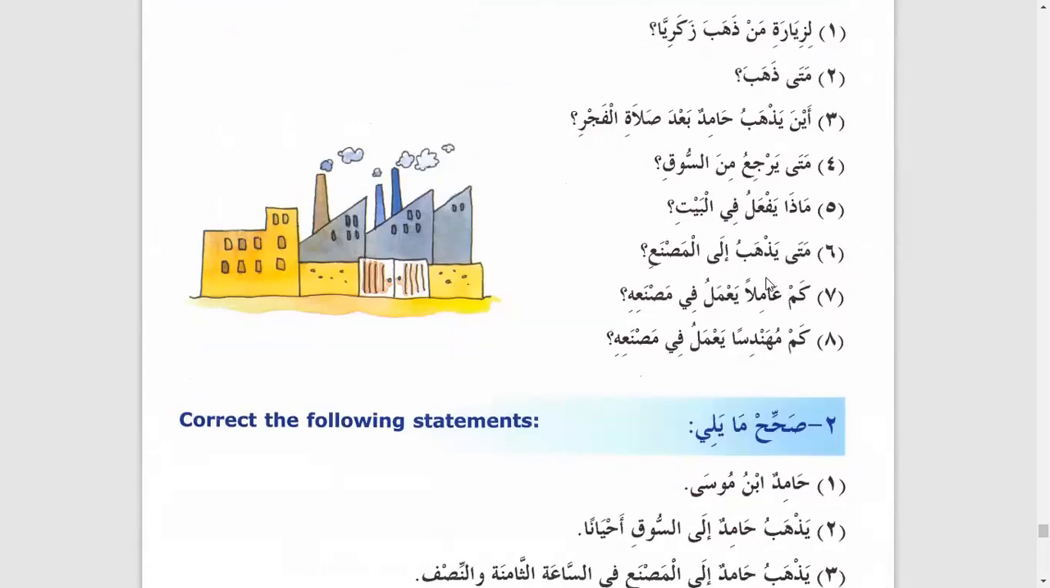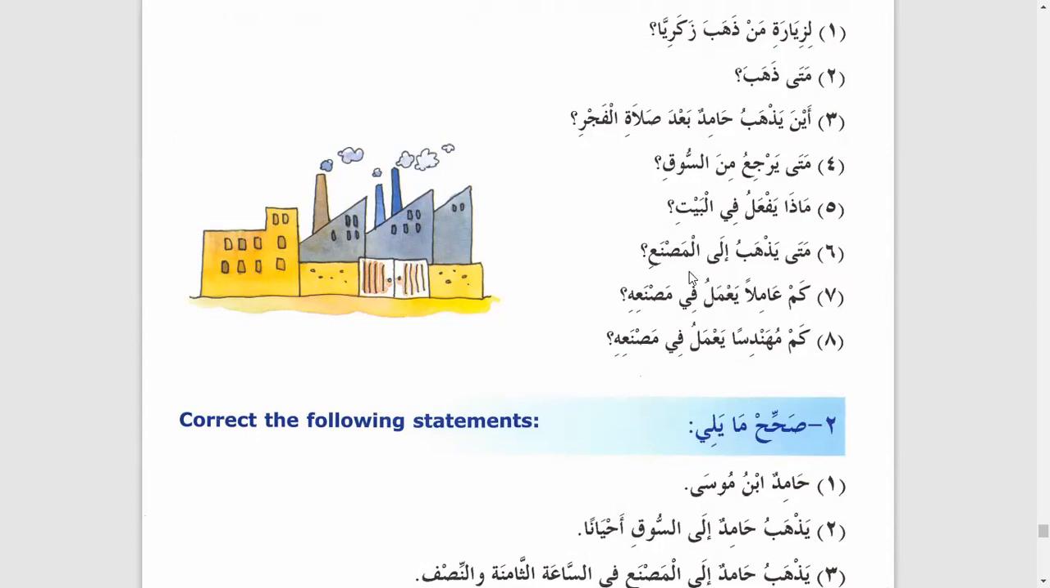Okay, number 5, finished. متى يذهب إلى المصنع؟ What time does he go to the factory? يذهب في الساعة التاسعة. ماذا يفعل في البيت؟ What does he do in his house? You did not answer. يقرأ الصحف. ويسمع الأخبار. Excellent. يقرأ الصحف ويسمع الأخبار.